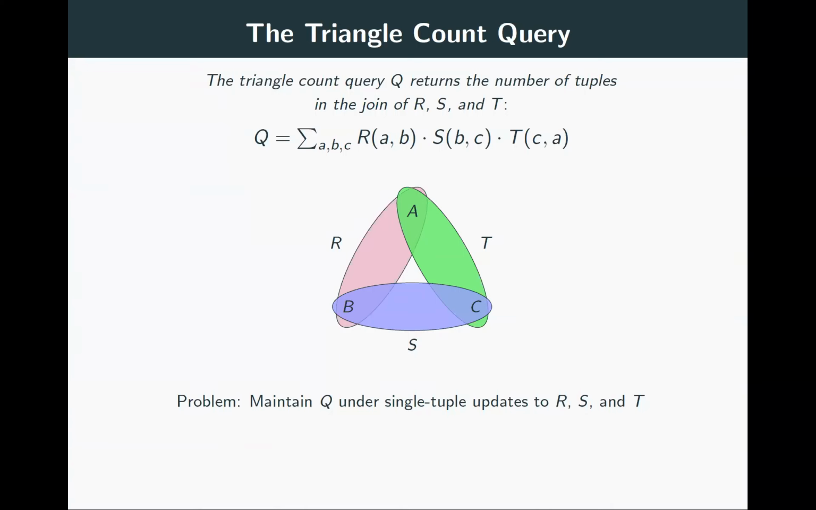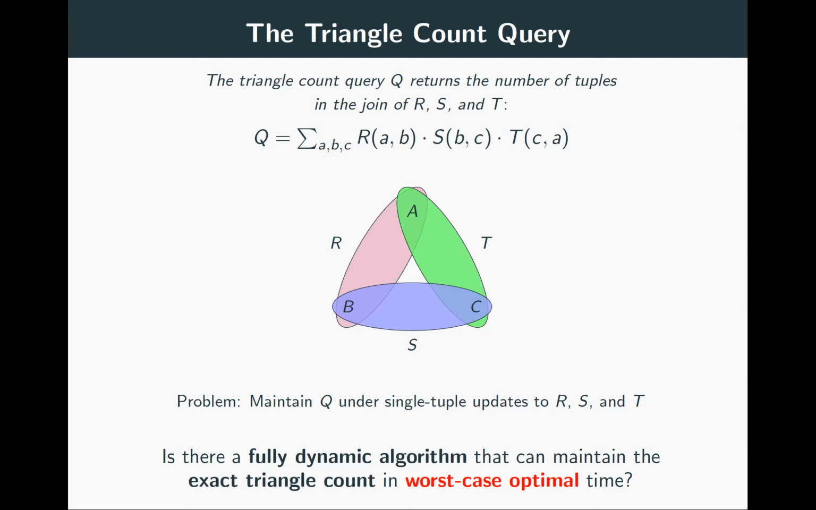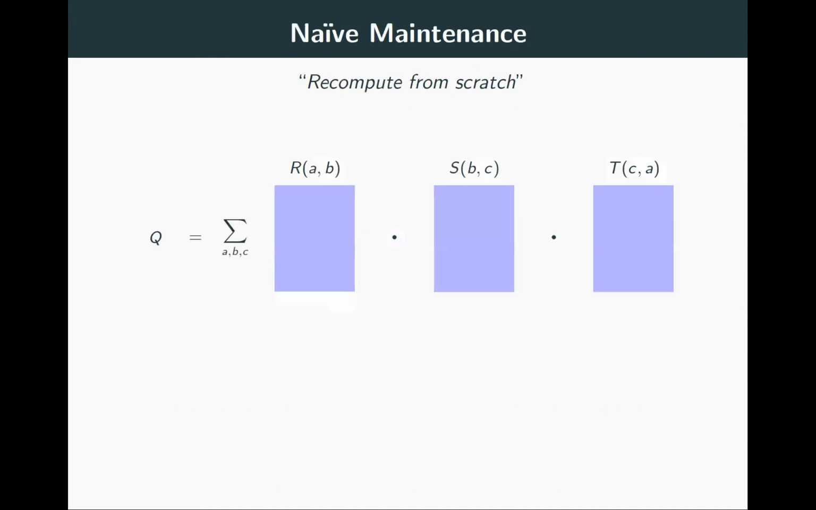So let's see. This is the triangle count, A, B, B, C, C, A. Here is a more general setting where R, S, and T may be just different factors, not necessarily the same edge relation. This is a hypergraph representation of it, right? And we want to maintain it under single tuple updates to any of the underlying factors. And the question is, is there a fully dynamic algorithm that can maintain the exact triangle count in worst case optimal time? And the answer is yes, and let's see how we can do it.